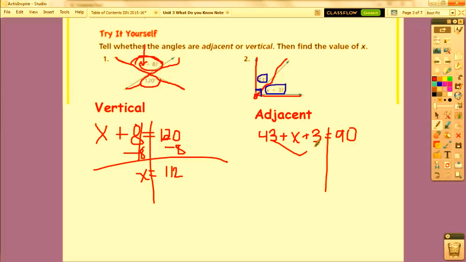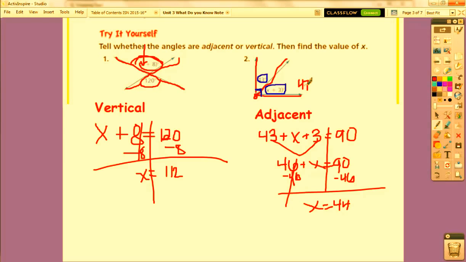Now I'll solve for x. First I need to combine like terms, so 46 plus x equals 90. Then take away 46 on both sides. So x equals 44. And you can go back and plug it in if you want. 44 plus 3 would be 47. And then 47 plus this 43 is 90.